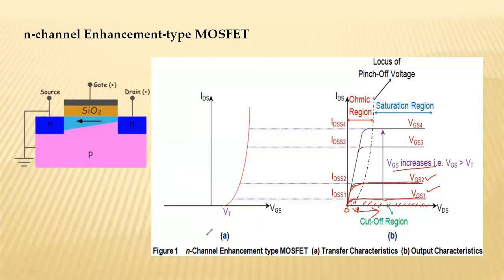And let us see the transfer characteristics. Now transfer characteristics are drawn for constant drain to source voltage, that is VDS.